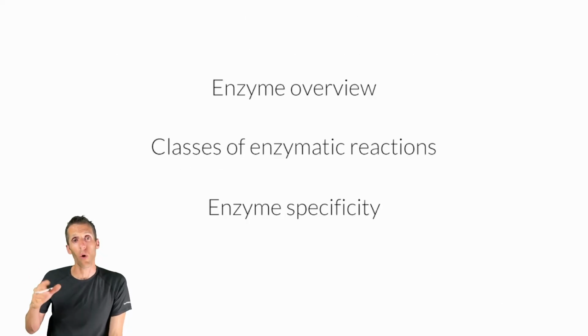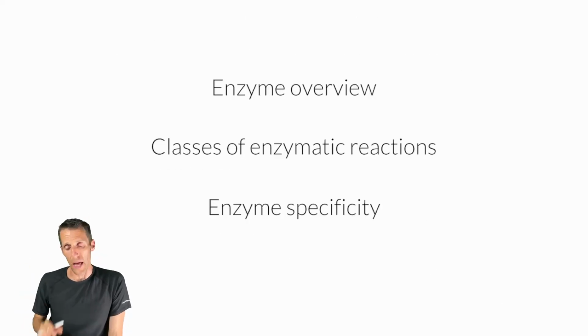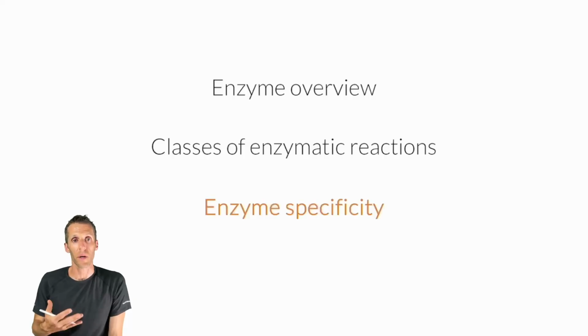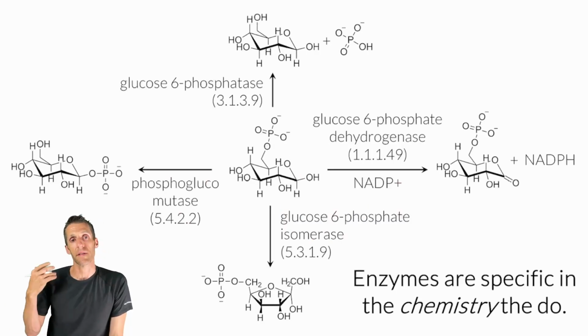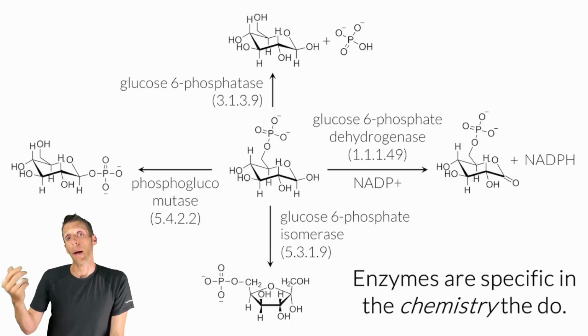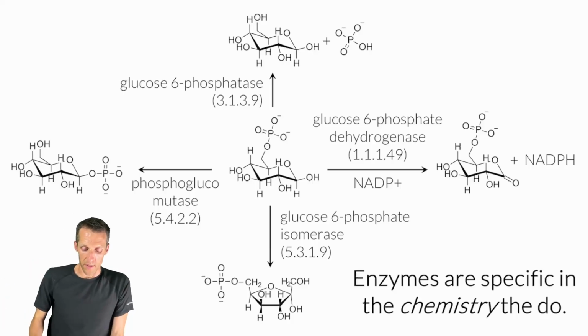Okay, so enzyme overview, classes of reactions. Let's do our last bit on enzyme specificity, and then we're going to be done. Remember I said at the very beginning of this that enzymes are specific in the chemistry that they do, or at least they say they're specific. Let's break it into two parts. So first, they're specific in the chemistry that they do.